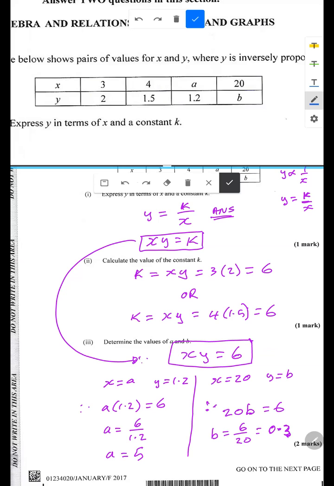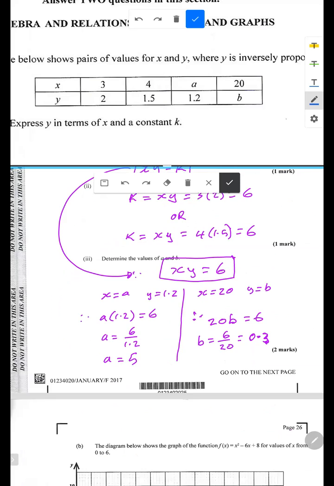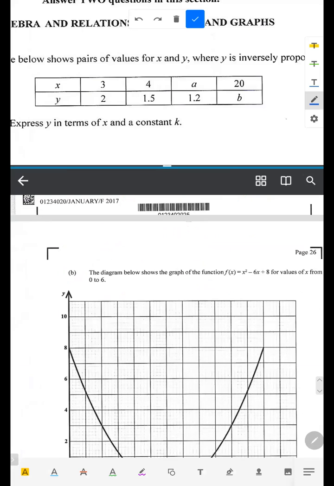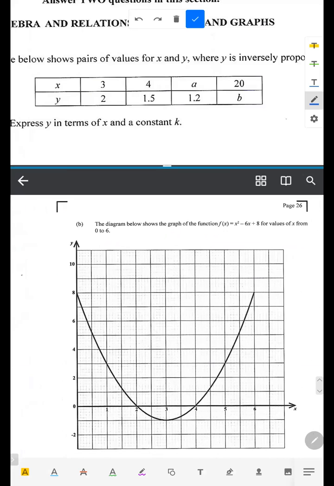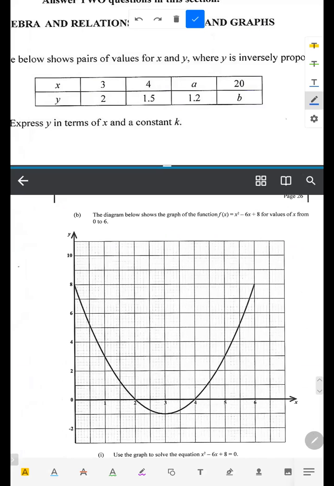Yes, sir. Good. All right, moving right along now. Next question gives us this graph, a quadratic smile graph. You can see it.